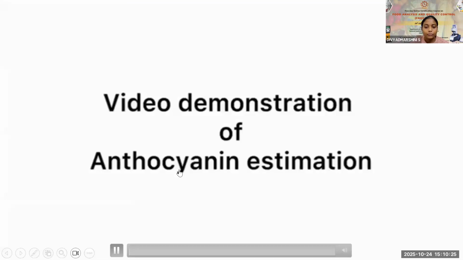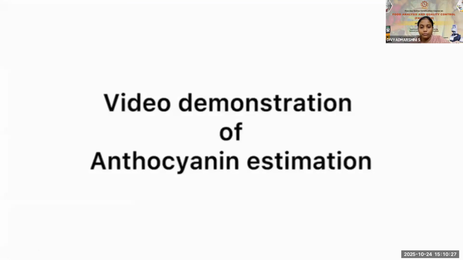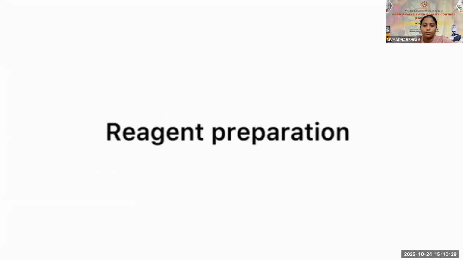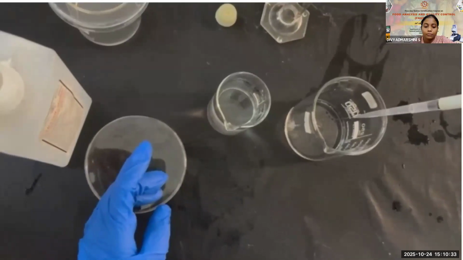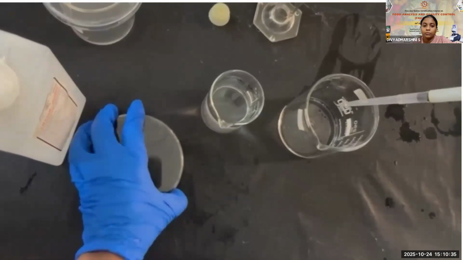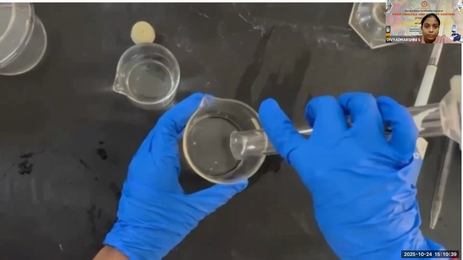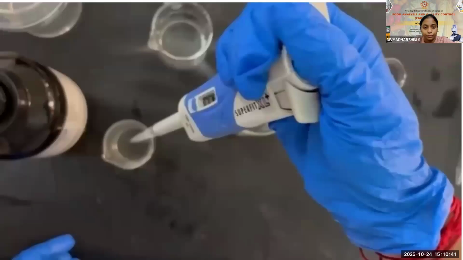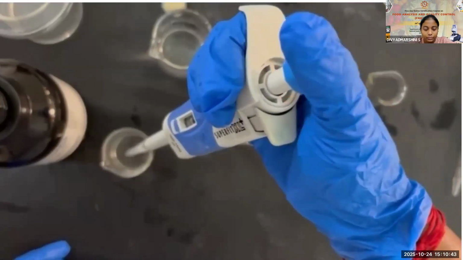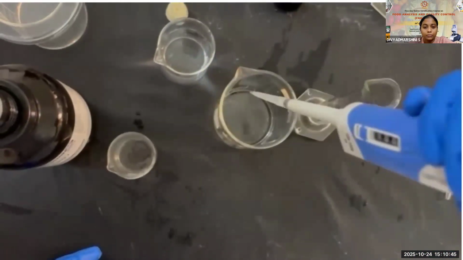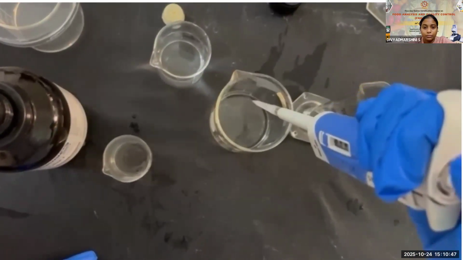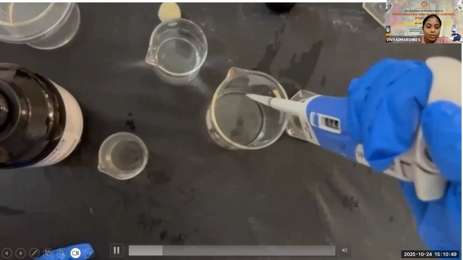The video demonstration of anthocyanin estimation, starting with the reagent preparation. So we need two reagents. So alcoholic HCl, which consists of 85% ethanol. I am preparing 85% ethanol now. After that, I am preparing 15% of 1.5 N HCl. So as I discussed earlier, we are preparing 15% of 1.5 normal.